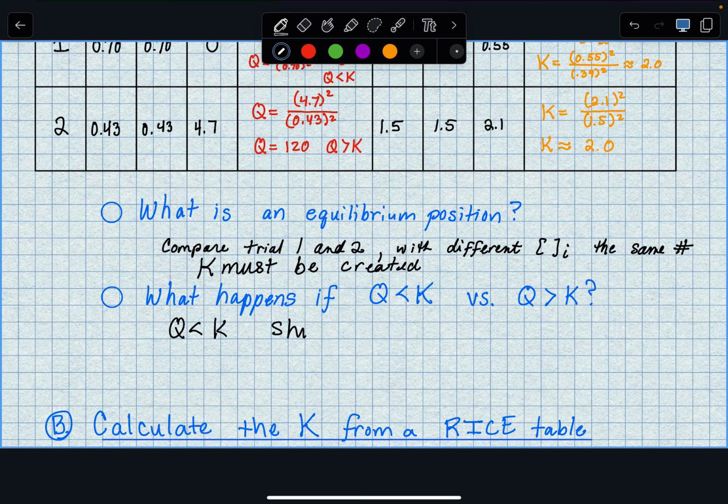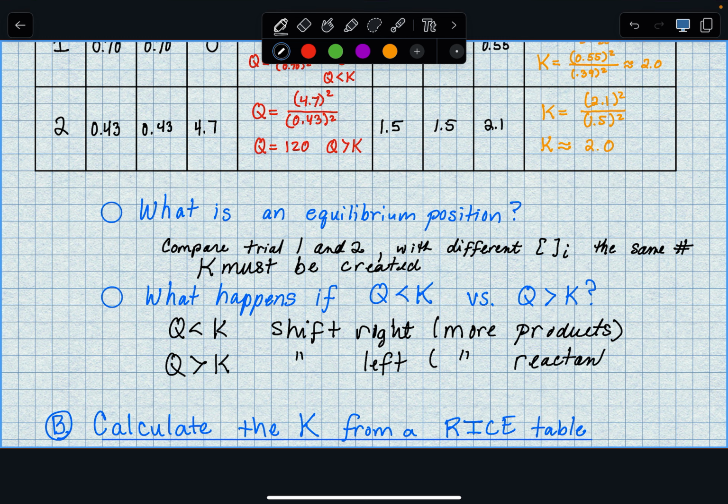All right, and then what about if Q is less than K? That's where we're going to say, later on, shift right. If you don't want to say shift right, you would say we have to make more products. And then what if Q is greater than K? I'm just going to go ditto, shift left. And that means we need to make more reactants. And then if Q equals K, we're at equilibrium. So then the concentrations wouldn't change. And I didn't want to put that as an example in the data table, but we could. So I'm just going to put at equilibrium.